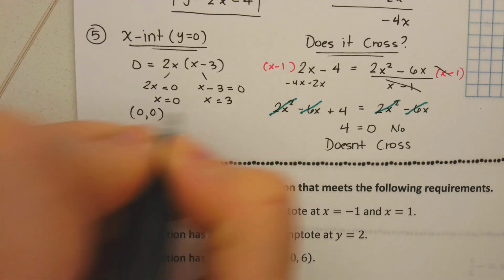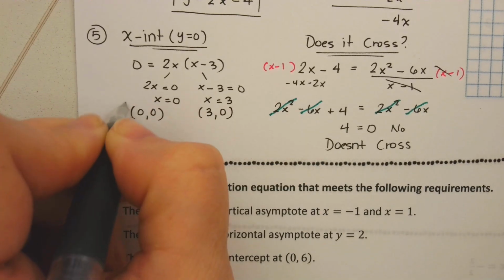Sorry, we're running out of room on this problem. I think I have just barely enough room. (0, 0) and (3, 0).